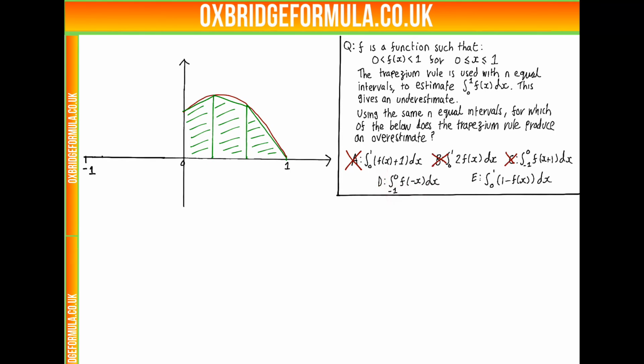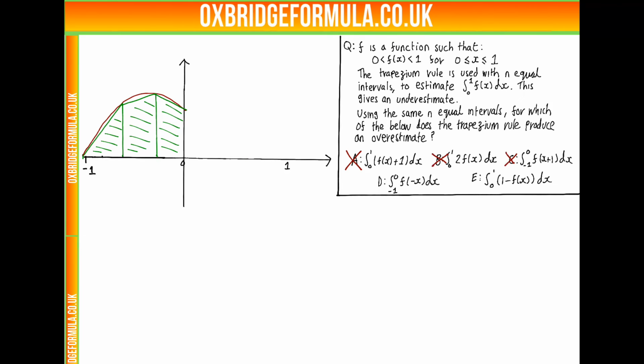Similarly, for D, we're looking at the integral between minus 1 and 0 of f of minus x. So this means we reflect this graph in the y-axis. So what does that look like? It looks a little bit like this. And we notice, again, all the problems we had originally with the trapezium being too small still remain. Us flipping everything doesn't change anything, so we get an underestimate once again.